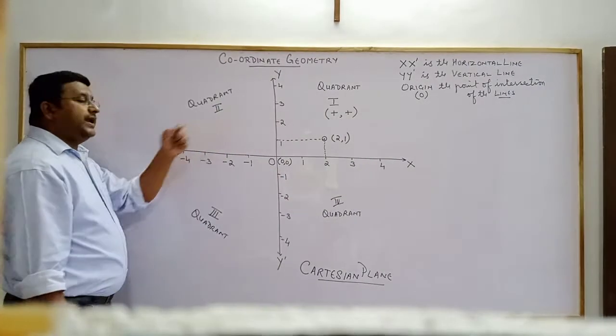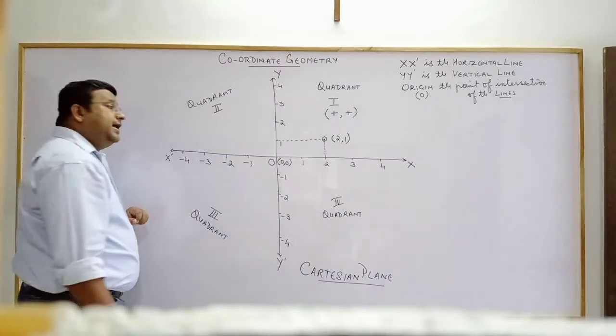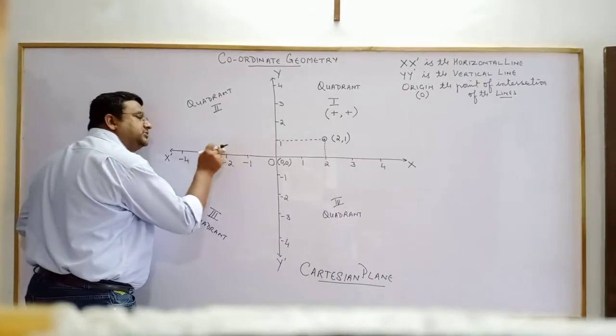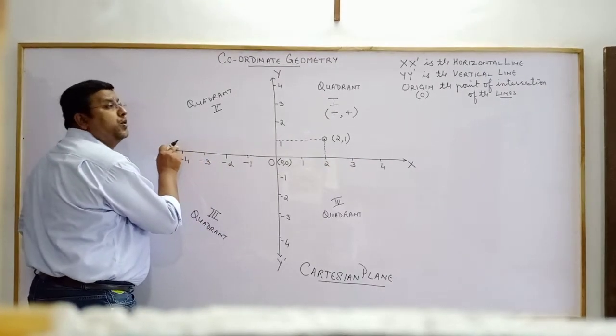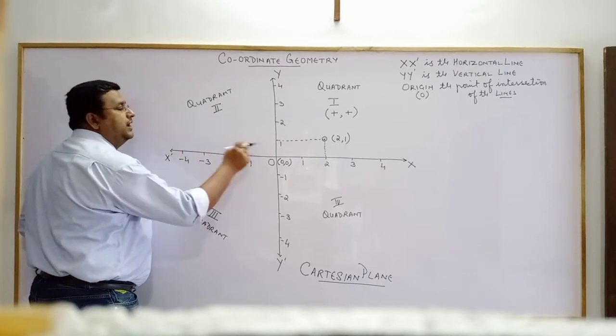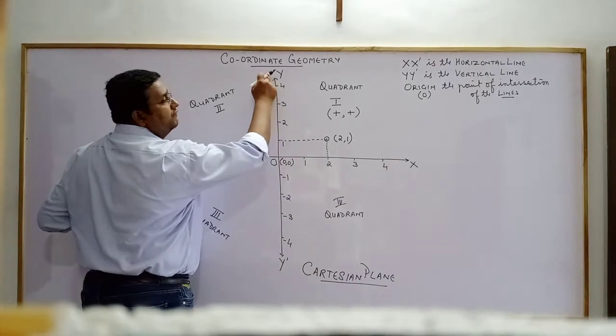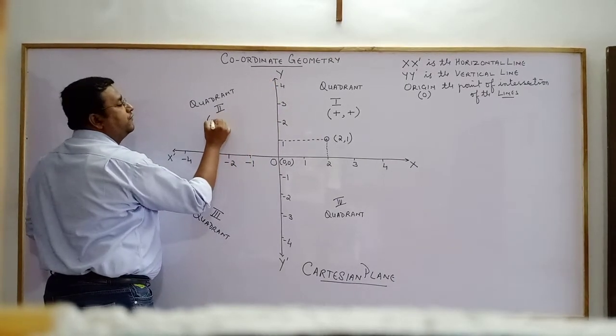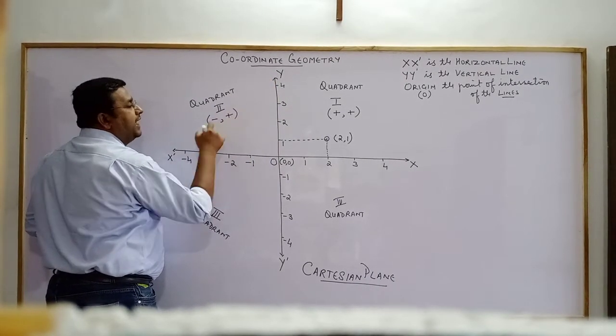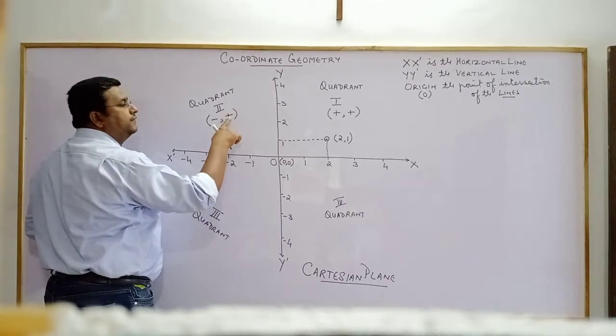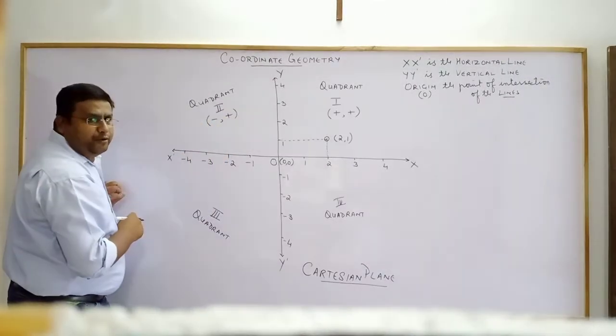Both the coordinates are positive. But when we talk about the second quadrant, it is surrounded by the negative side of x and the positive side of y. So a point will be in the form minus plus. The x coordinate will be negative and the y coordinate will be positive.